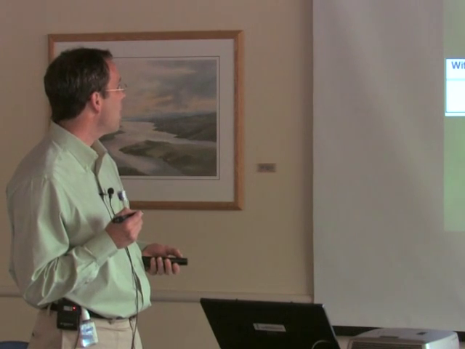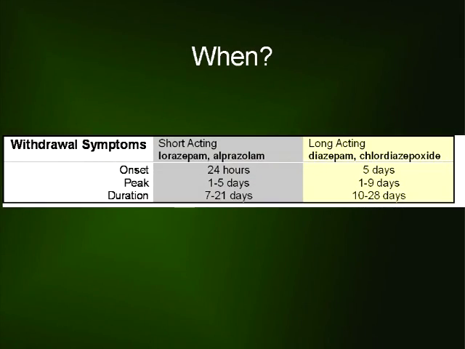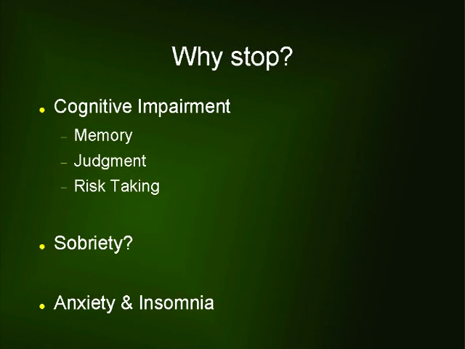But look at this peak, 1 to 5 days. That's a pretty big range. Peak for alcohol withdrawal is 2 to 3 days. And here for longer-acting benzodiazepines, Valium and Librium, you can put clonazepam or Klonopin in this list, 1 to 9 days. Okay? So the time to when these symptoms peak is going to be a while.